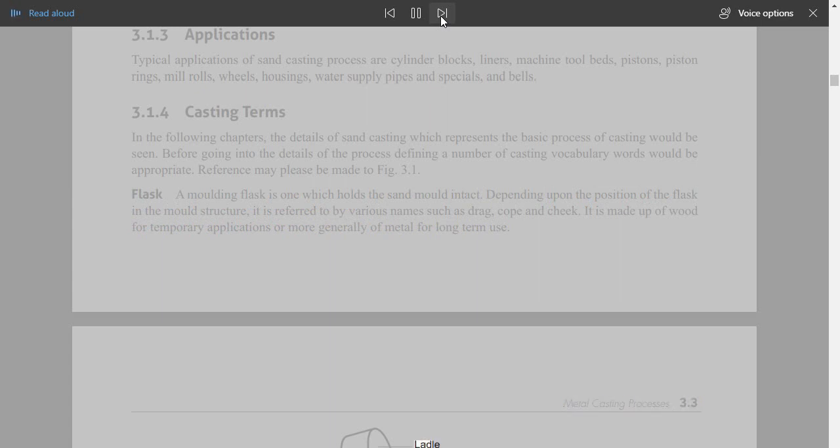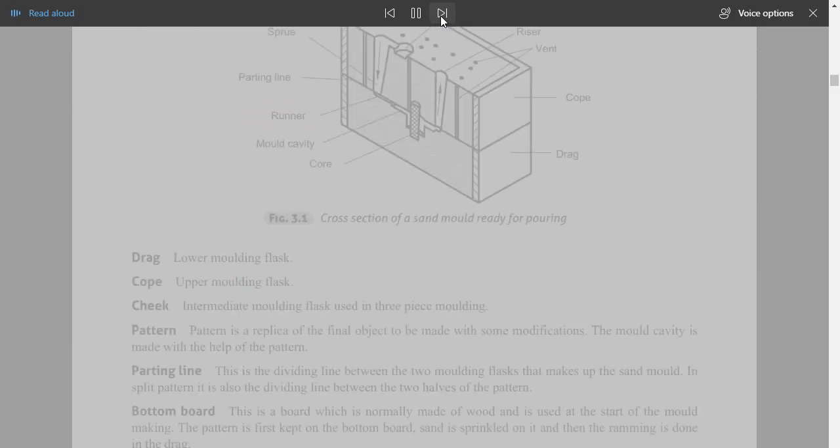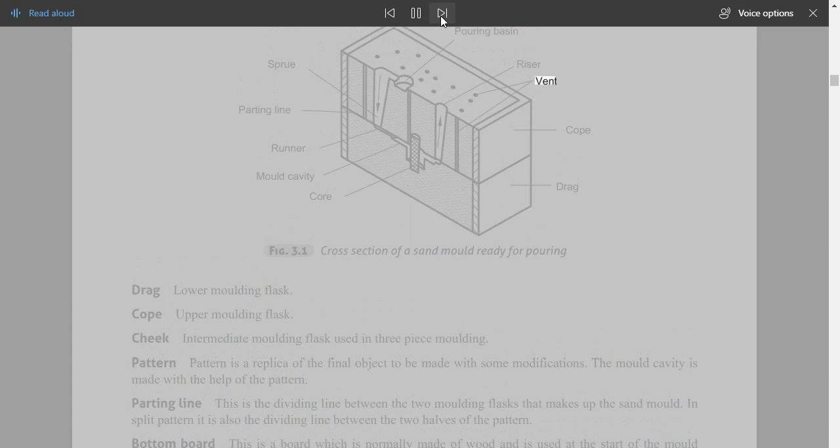Ladle. Sprue. Parting line. Runner. Mold cavity. Core. Drag. Cope. Riser. Pouring basin. Vent. Fig. 3.1 Cross-section of a sand mold ready for pouring. Drag: lower molding flask. Cope: upper molding flask. Cheek: intermediate molding flask used in three-piece molding.